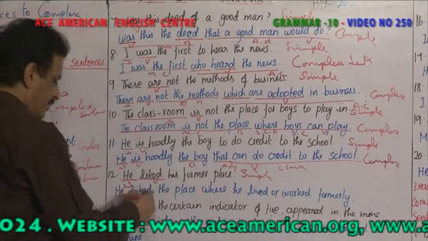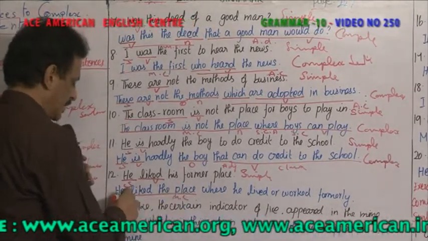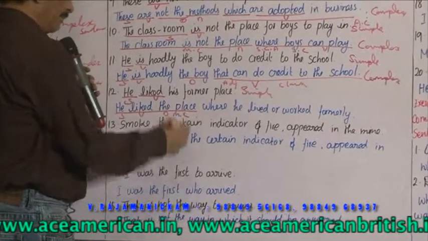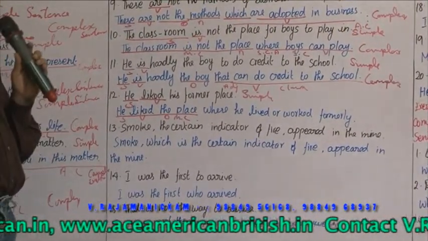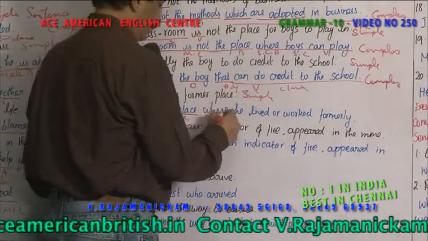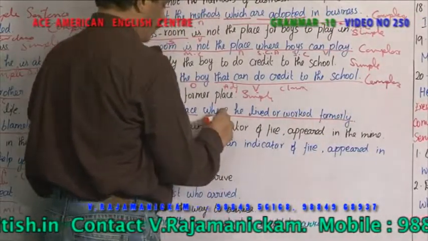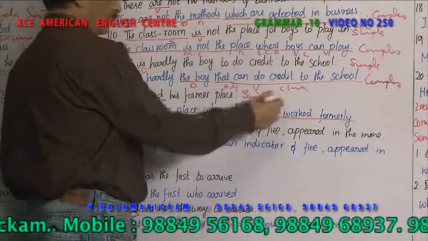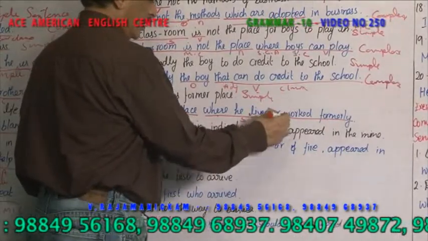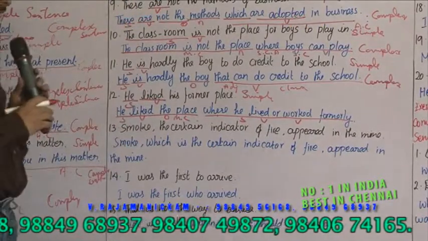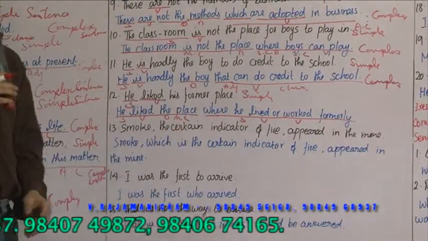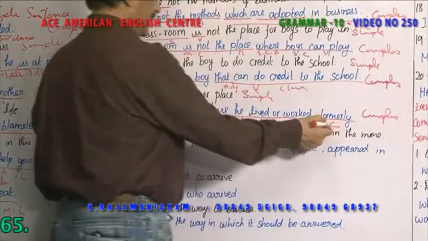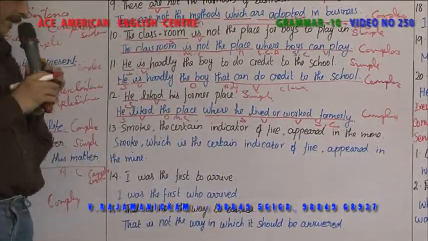He liked the place. It is the main clause. Where you see the subject, he is there. Liked, the verb, is there. The place is the object. The place should be described in a sentence. So what type of place? Where he lived or worked formerly. This where stands for the place, right? So this is an adjective clause with a sentence like he lived or worked formerly. He is the subject. Lived is the verb. Or worked, this is also a verb. So you have this sentence describing a place. So this becomes a complex sentence because one sentence is a subordinate clause. This sentence depends upon the other sentence to give a full meaning.